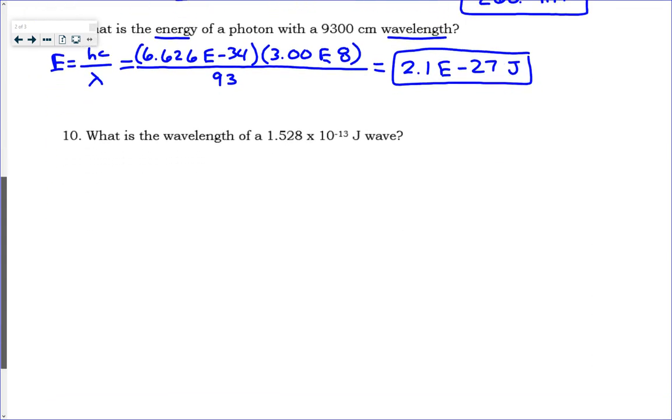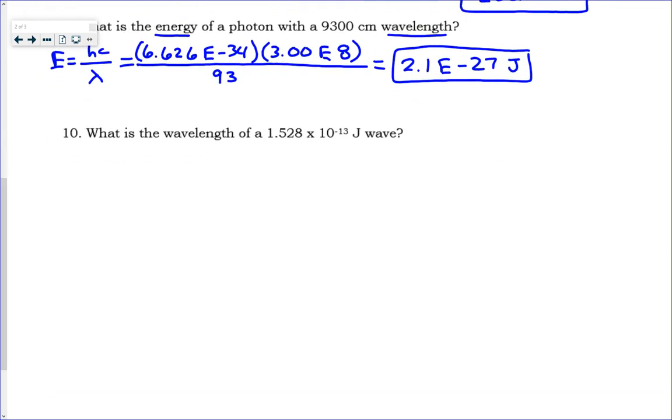For number 10, that's the last problem here, it says, what is the wavelength of a 1.528 times 10 to the negative 13th joule wave? This is relating wavelength and energy, and it is asking for wavelength. If you look back at our work above, you can see that we already solved this equation for wavelength, and you get lambda equals hc over E. We're going to take advantage of that equation again. Just plug in the numbers here.